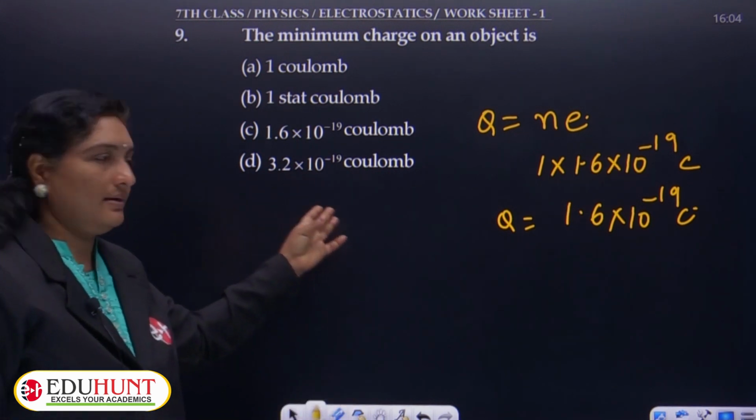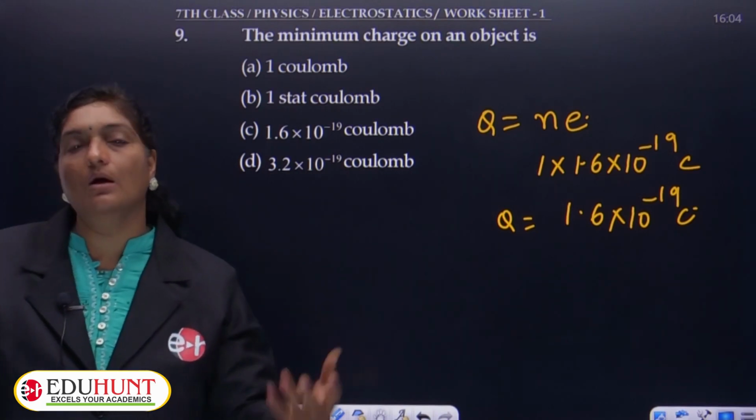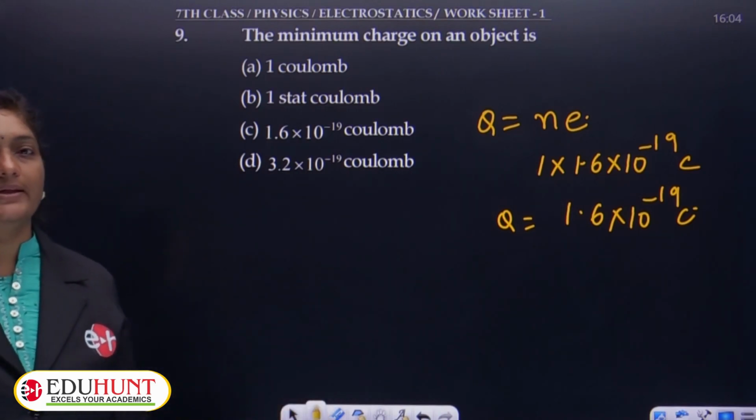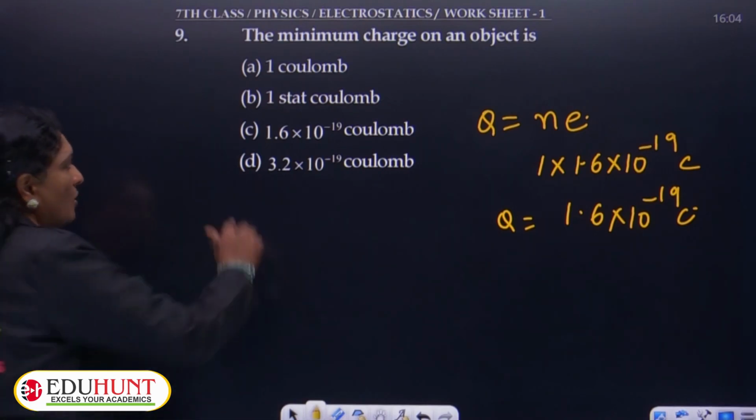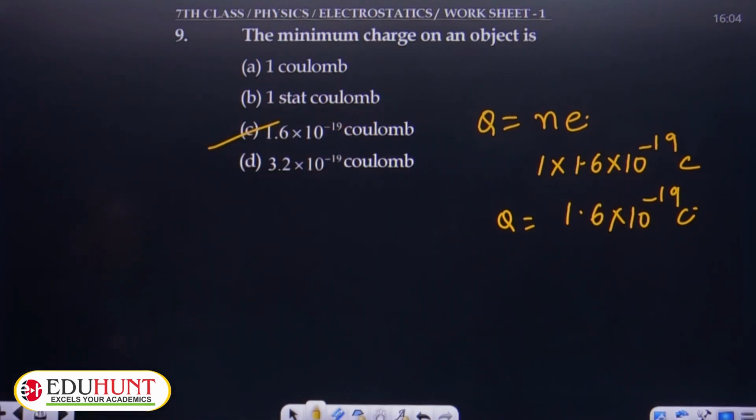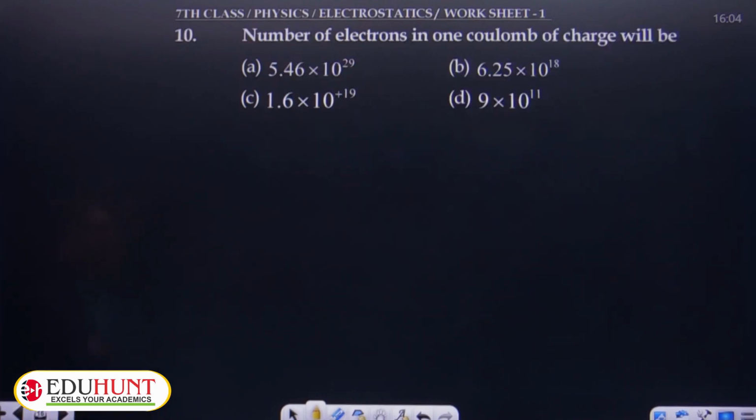The next value will be double that, not 2. Minimum they are asking, so only one free electron based on that. Hence, the correct option is option C, that is 1.6 into 10 power minus 19 coulombs. Okay, so now moving to the next one, 10th question.